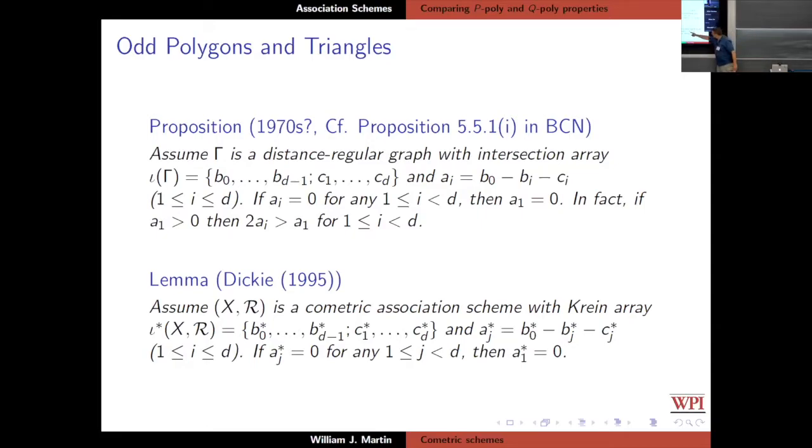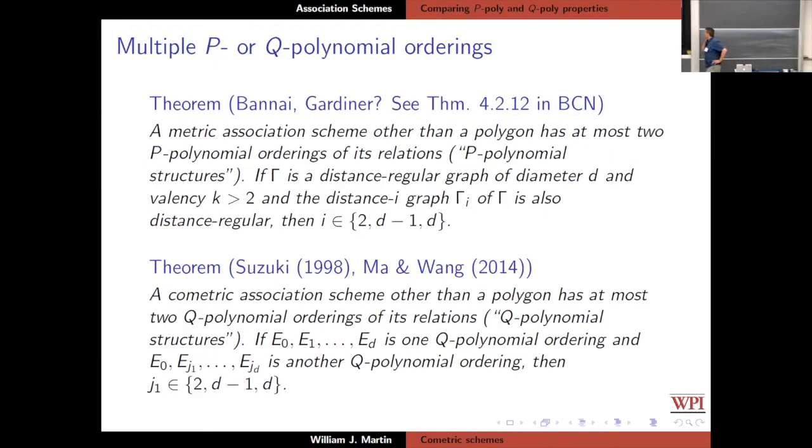So if any of the a_j stars is 0, except a_D star, this is the almost dual bipartite case, then a_1 star is 0. And on Thursday, I'll prove this for you, but I'm not going to prove that today because I want to use scaffolds. I want to use those diagrams to prove this. Again, I don't know who to credit this to. I think Bannai and Gardiner both discovered this a long time ago, that if I have an association scheme that comes from a distance regular graph, let's forget about polygons.